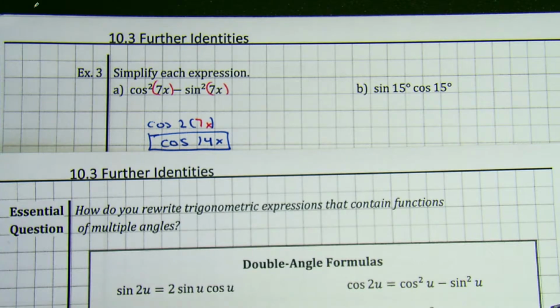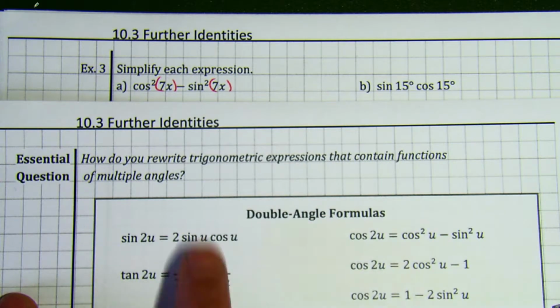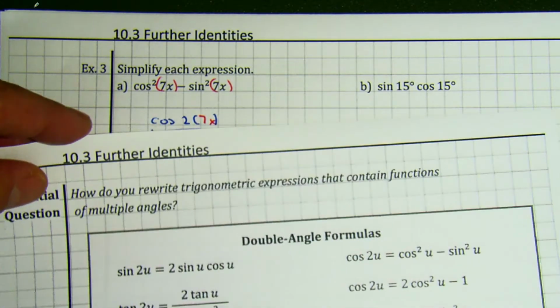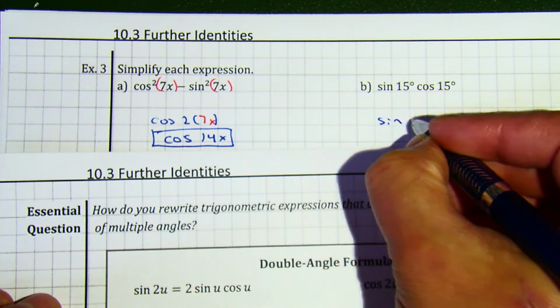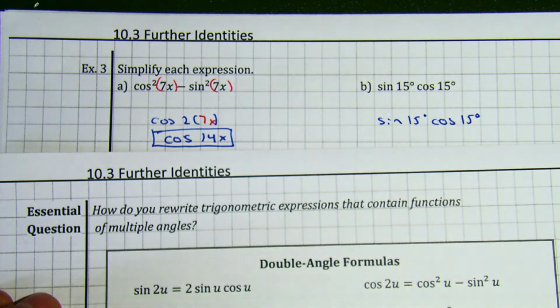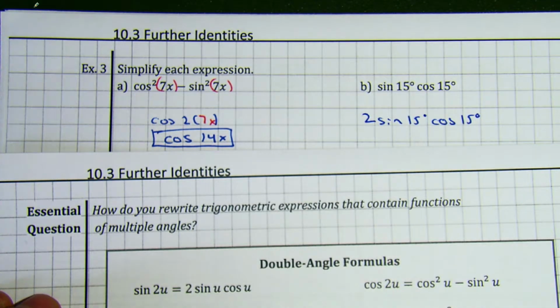How about letter B? What should I do with letter B? Which one should I use? We have 1, 2, 3, 4, 5 choices. So notice that in this case, this one seems to be the closest, right? But what are we missing? We're missing the 2. So this is what we're going to do. We're going to get creative and say, we have the sine of 15 degrees and the cosine of 15 degrees. I need 2. So can I just add 2? No, correct.